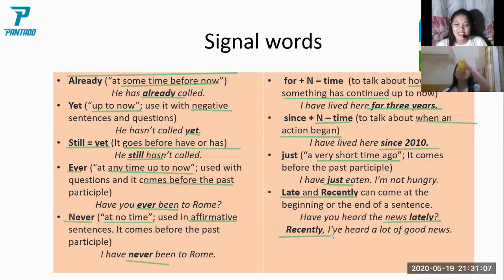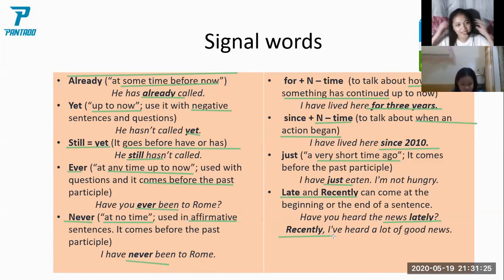That is recently. Recently. Don't write the word T. Recently. Okay.